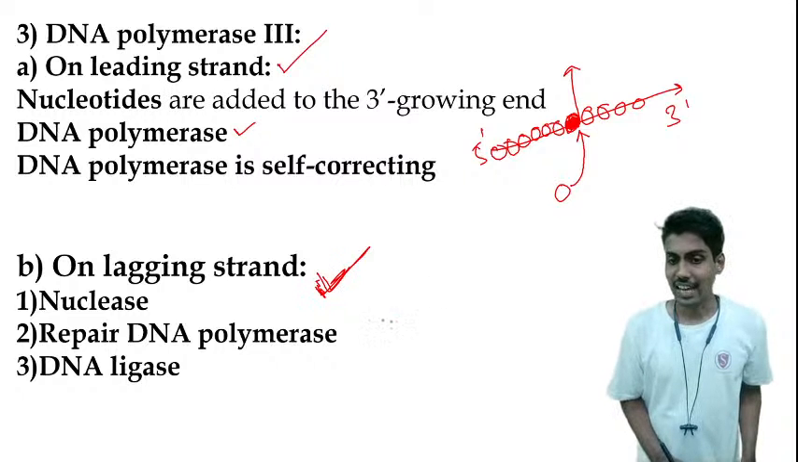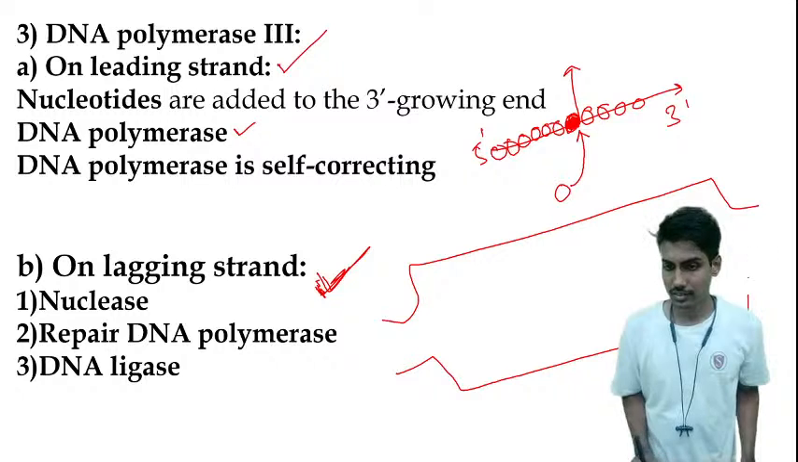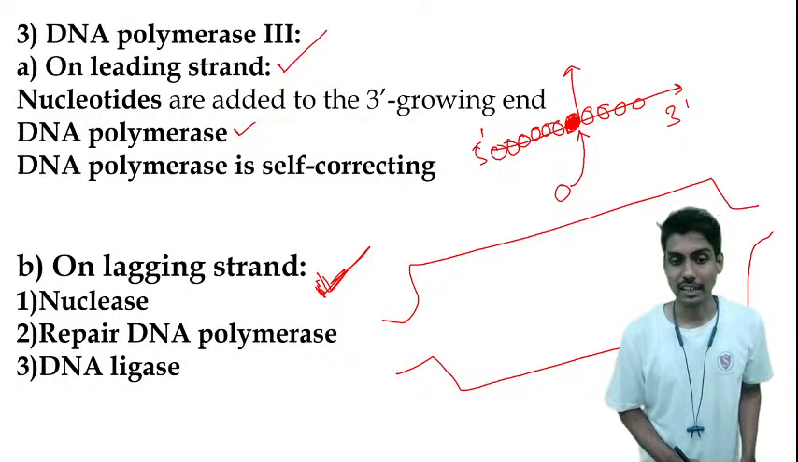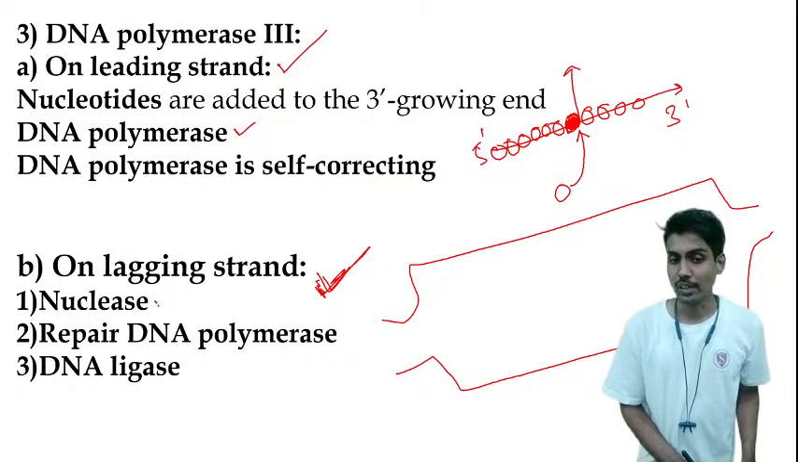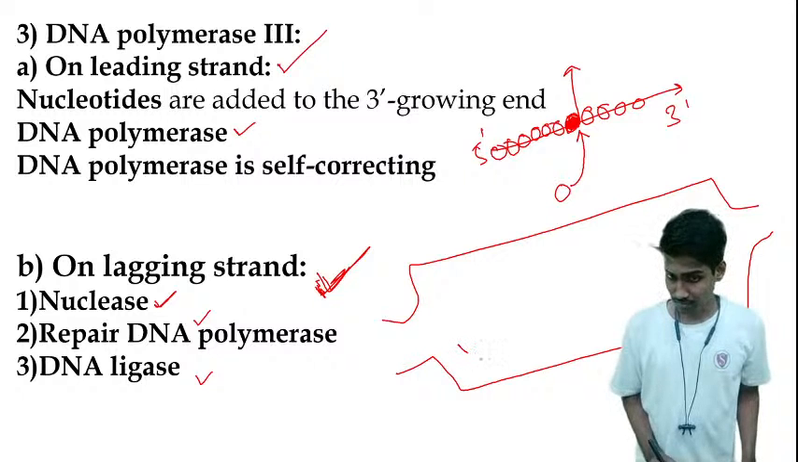See, on the lagging strand, as we have seen, this DNA synthesis is going to be discontinuous. So there are different enzymes that are acting. What is the role of these? Nucleases, then RNA repair DNA polymerase and DNA ligase. Now, what will this nuclease do on this strand? Suppose this is the lagging strand.